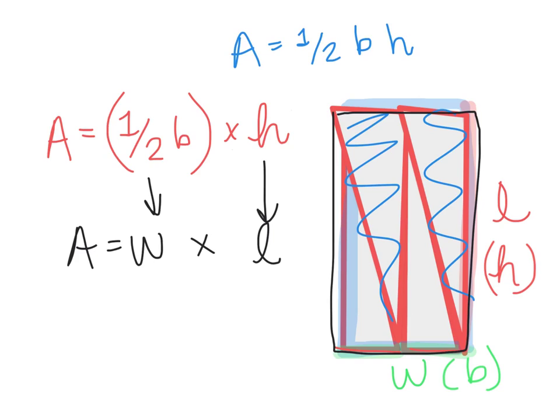I hope that helped you guys understand a little bit more how to find the area of a triangle that is not a right triangle.